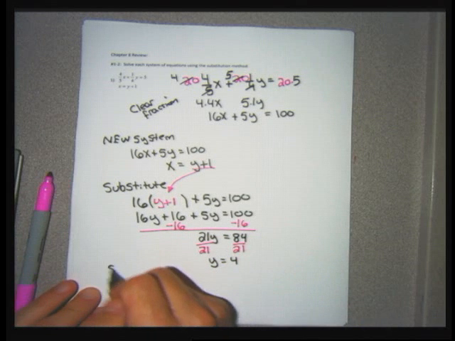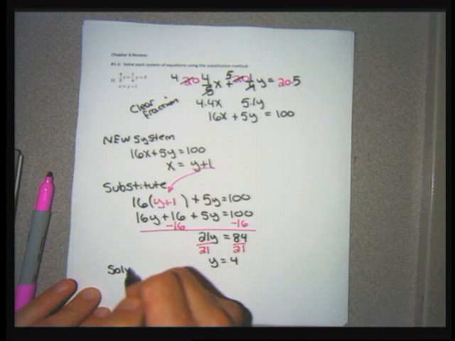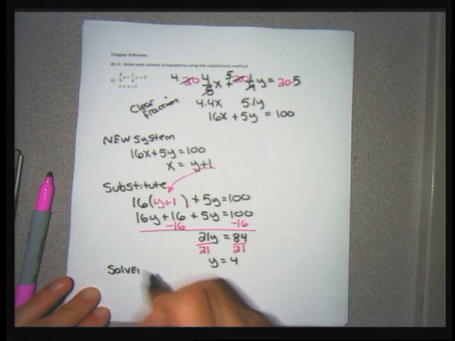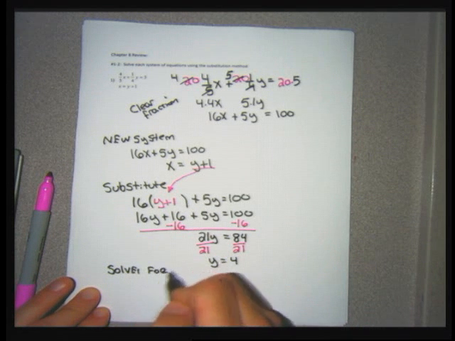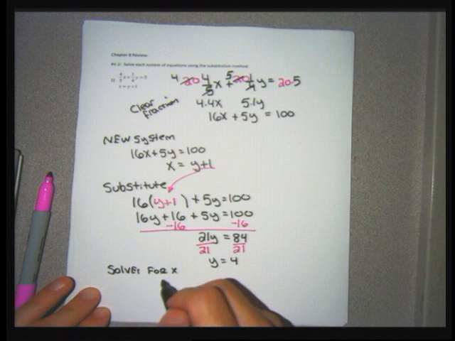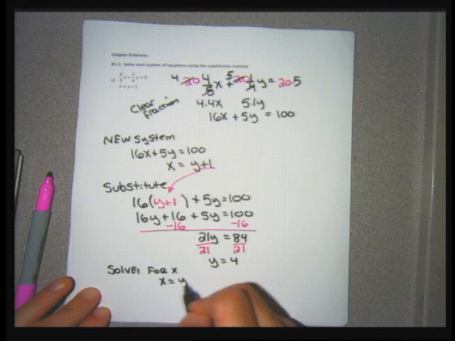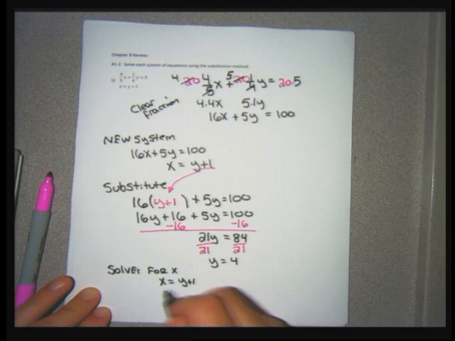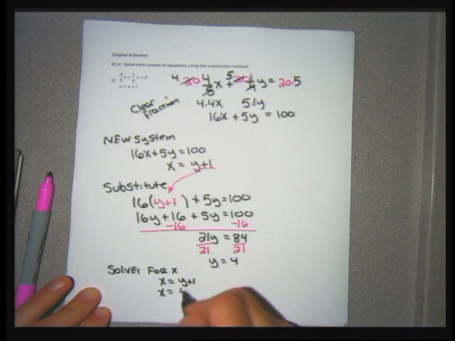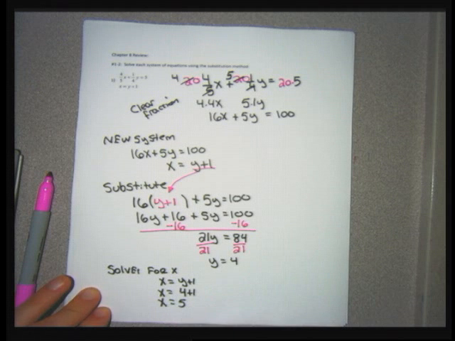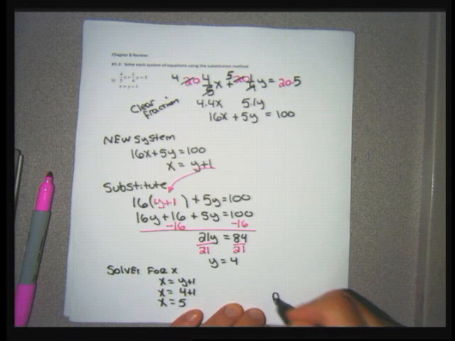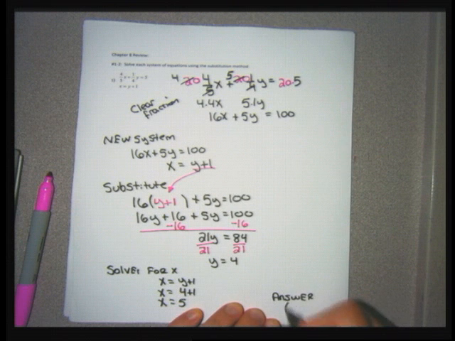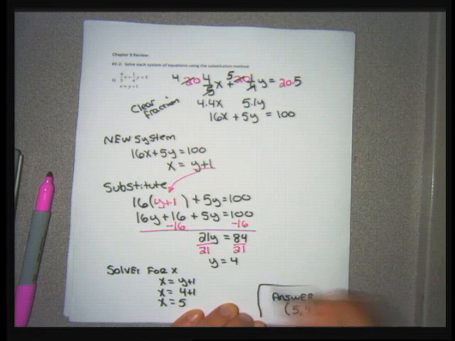Once I have an answer for y, I need to get an answer for x. To solve for x, I'm going to use the equation x equals y plus 1. I'm going to change the y to 4, and that gives me x equal to 5. So the answer that my calculator gave me when I did the RREF on my matrix, x equal 5, y equal 4, was perfectly the correct answer.